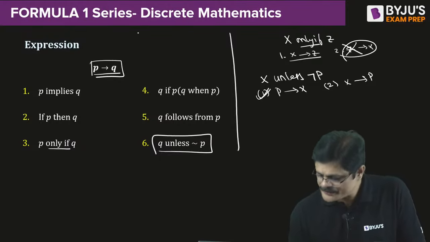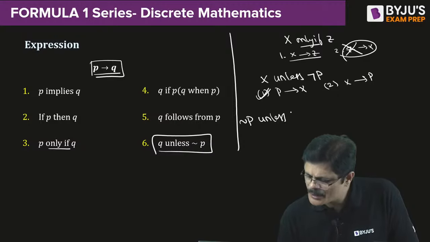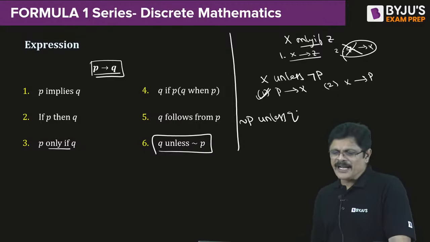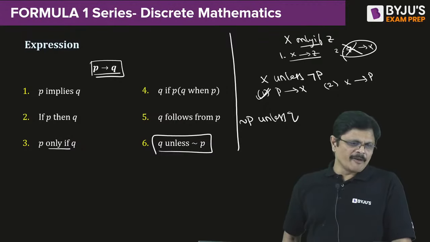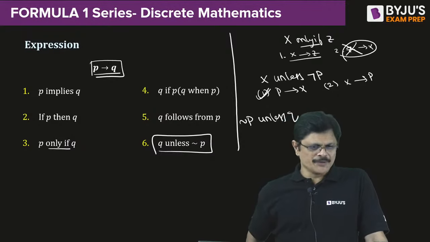Now look here. Negation P unless Q. Negation P unless Q. Please write the symbolic form for this. Negation P unless Q.